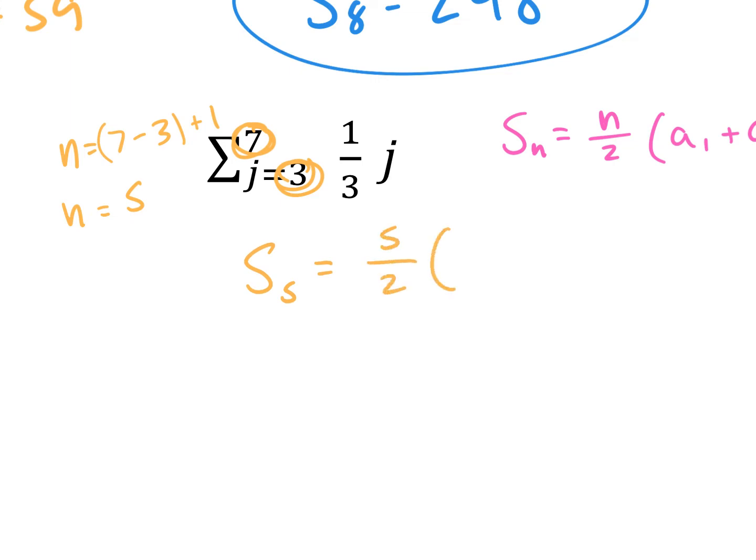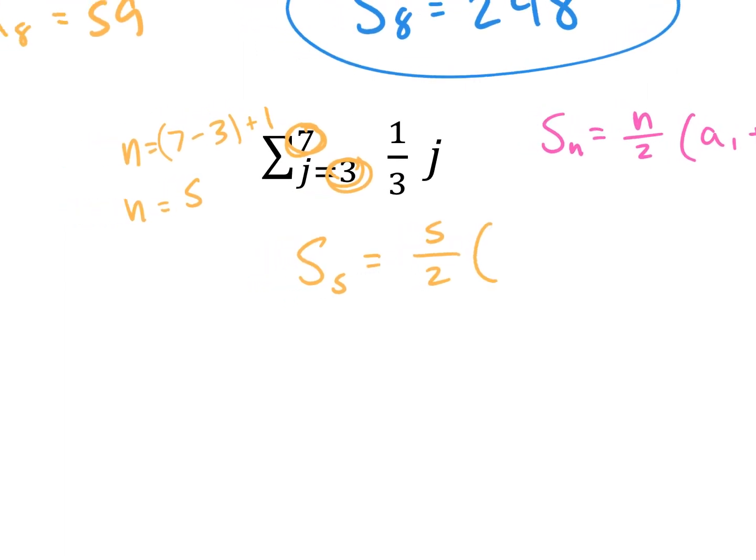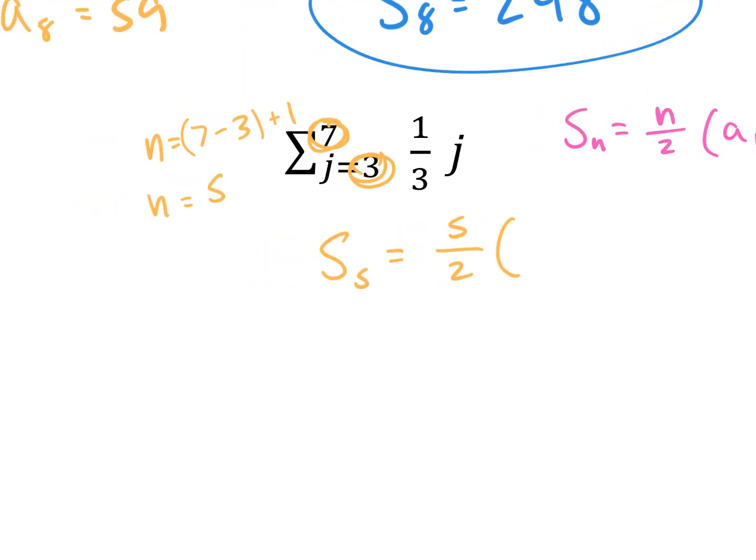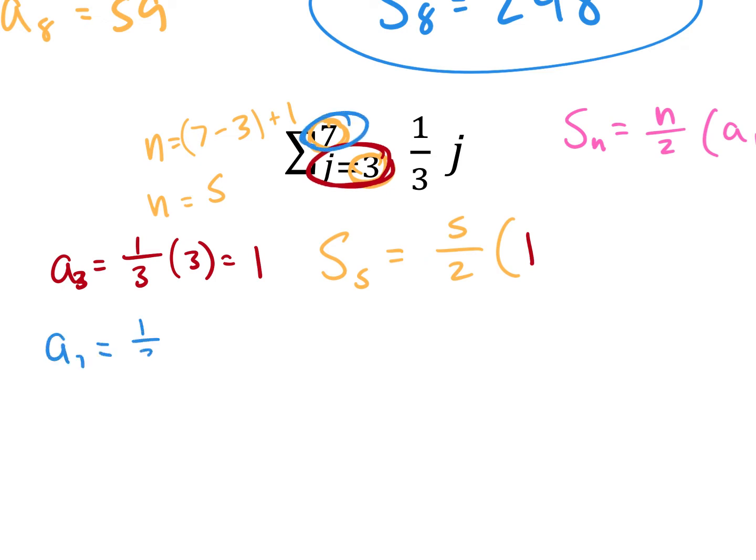How do I find my first term? Plug in 3. I plug in my first number. So a sub 1, or it's actually a sub 3 here, is equal to 1 over 3 times 3. So what would this be? Yep, 1. And then how do I find my last term? Plug in 7. So I have a sub 7 is equal to 1/3 times 7. So this would be 7/3.